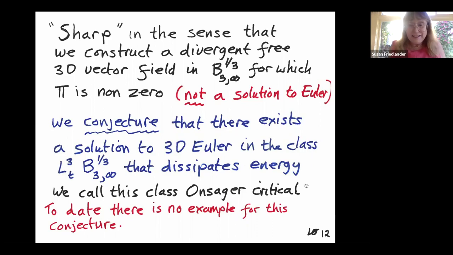To date, there's no example for this conjecture, but the feeling that some of us in the business have is this is where a physically relevant flow that will give us anomalous dissipation will be living.